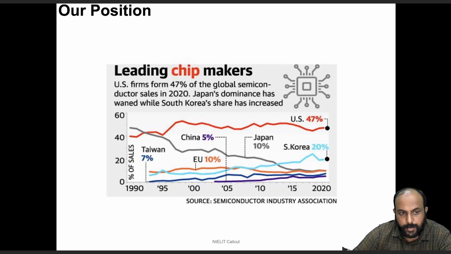Also, if you look at the position of our country among the leading chip makers, you can see that India is a newbie. 47% of the market share is handled right now by the United States of America. The source of this infographic is a study by the Semiconductor Industry Association, conducted in 2020. After the United States of America, 20% of the market share is held by a small country called South Korea, followed by the European Union, Taiwan, Japan, China, and so on.